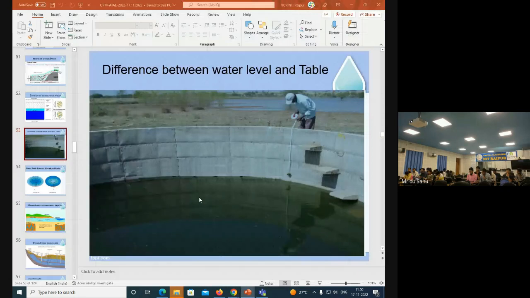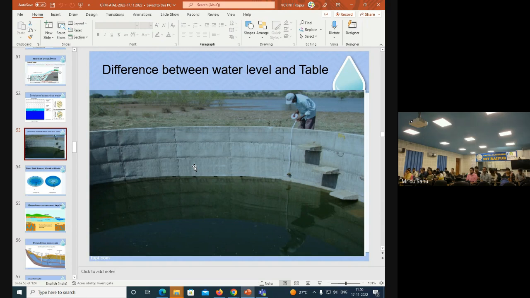Here you see, this is the well. How many have seen this kind of well in their life? Already, okay, they have observation. Dug well. In a dug well, how many? So only 4, 5 are there.